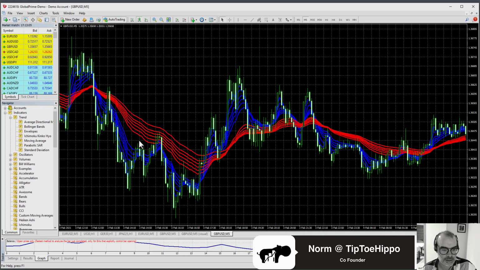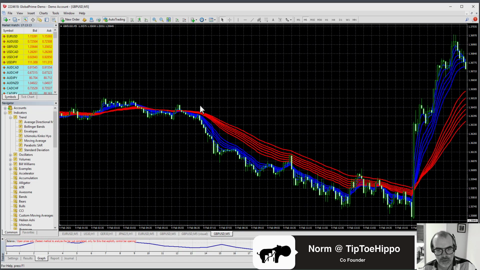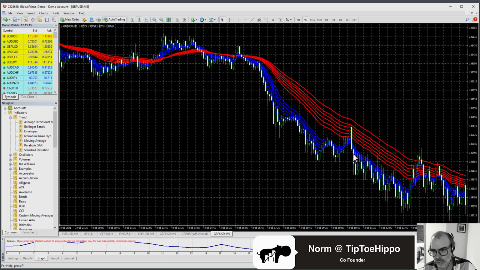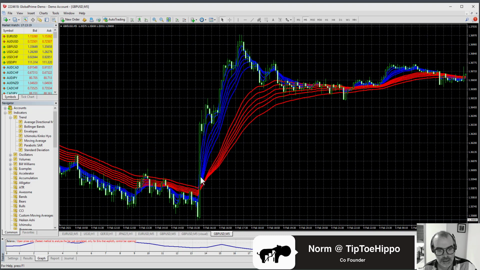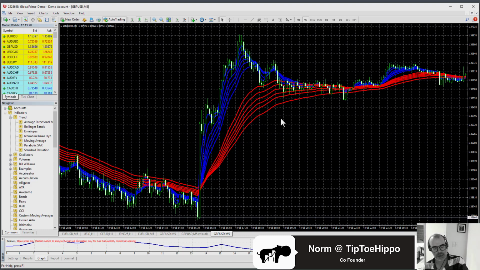I mean, through here is a little bit messy, but we would have entered up here, and then we would have exited in here. So yeah, it's great. Here's a nice long one. Look at that, we made stacks. And then we would have made heaps of money coming up here. So what they're not doing is actually analyzing it properly.